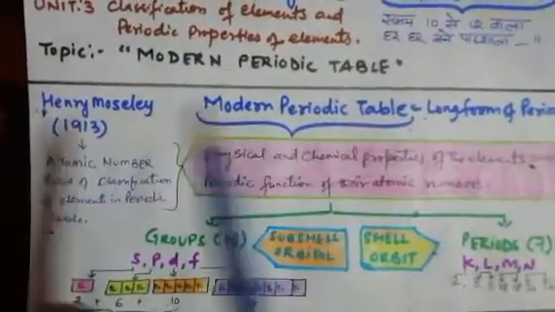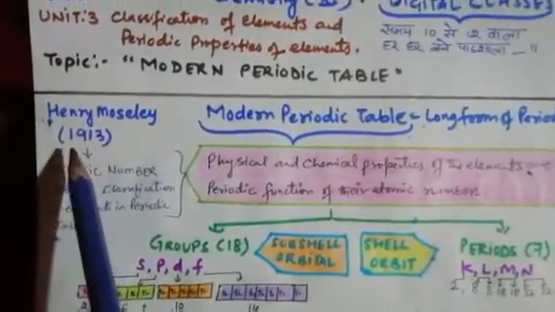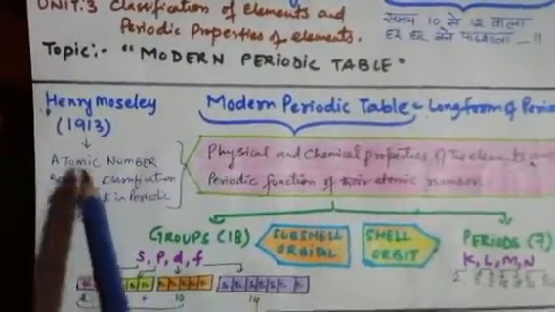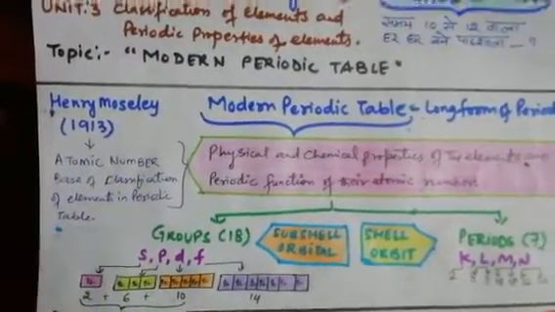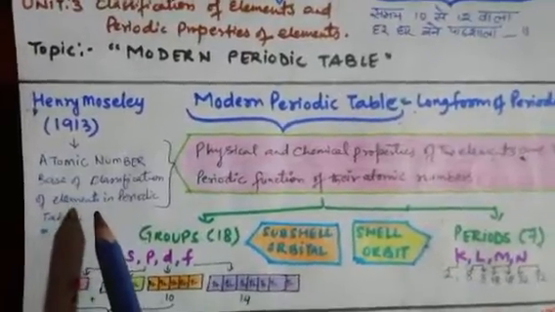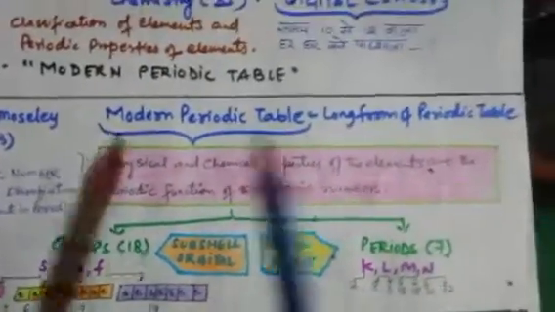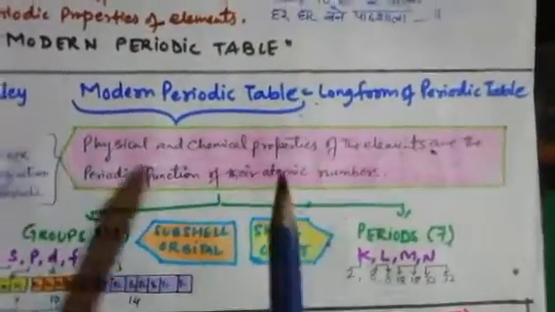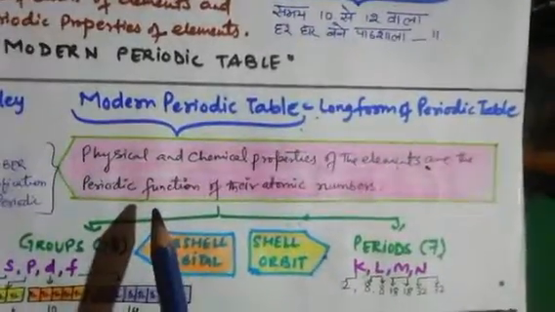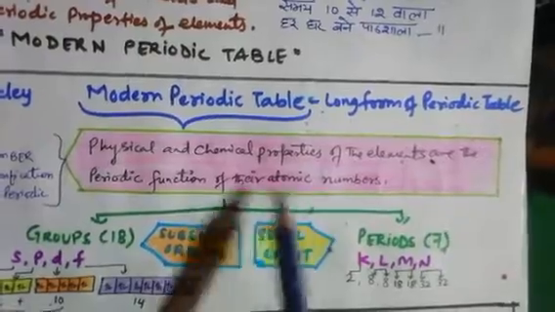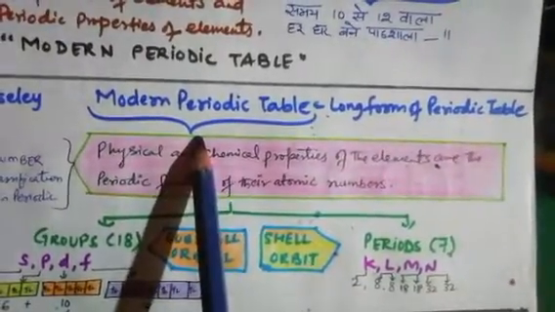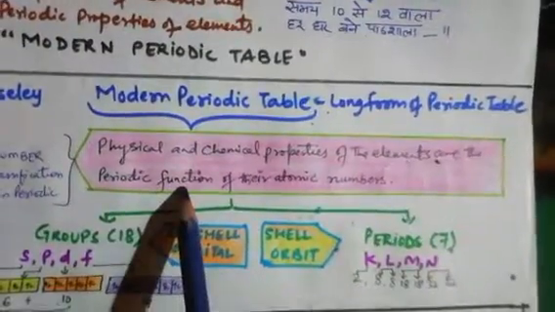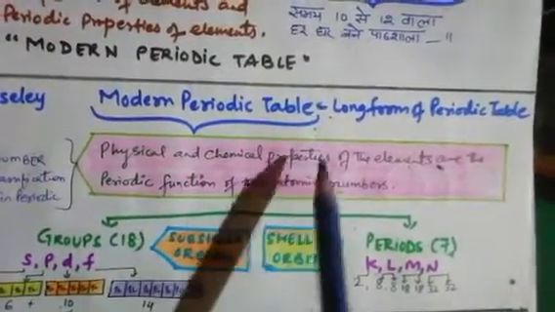But in the modern periodic table, Henry Moseley found that atomic number is a more fruitful basis of classification than atomic mass. So let's discuss the modern periodic table. The physical and chemical properties of the elements are a periodic function of their atomic number. It means that in this periodic table, the properties of the elements are periodic function of their atomic number.